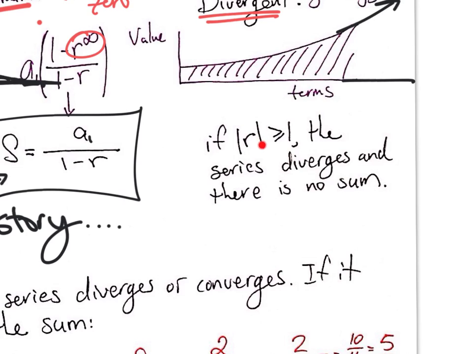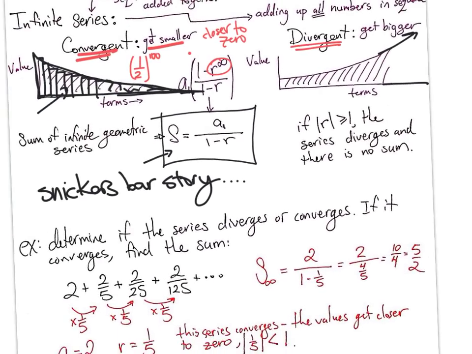Okay, and then over here, this is more specifics. So if the absolute value of r is greater than 1, and we say absolute value because you could have 2 or negative 2, the series diverges and there is no sum. But if the absolute value of r is less than 1, it converges and we can find the sum.